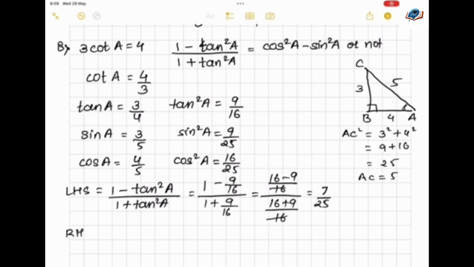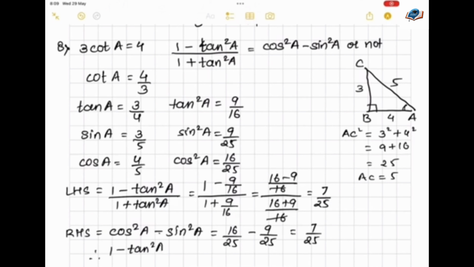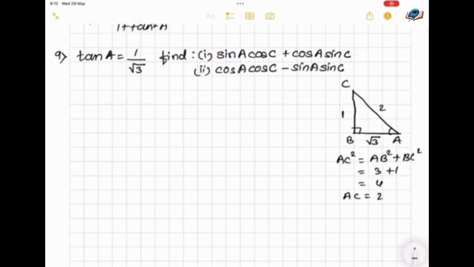Now let us solve RHS. So that will be cos square A minus sin square A. So cos square A is 16 upon 25 minus 9 upon 25. So LCM will be 25. So 7 upon 25. So therefore LHS equal to RHS. So I can say 1 minus tan square A upon 1 plus tan square A equal to cos square A minus sin square A.